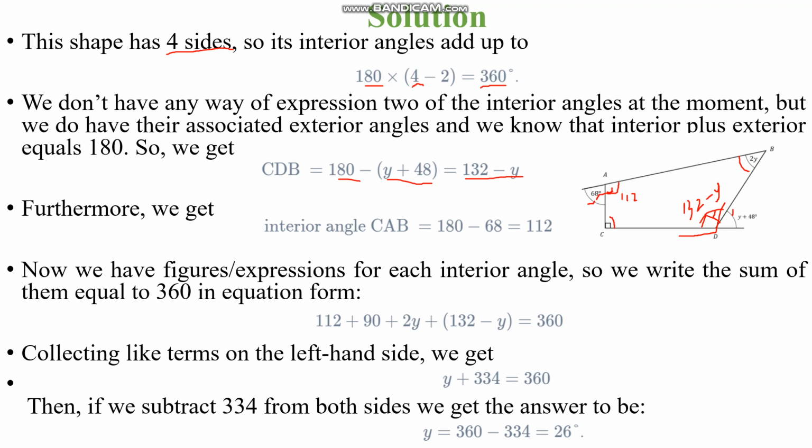So now writing the equation, we add up all the angles: we get 112 plus this 90 degrees here, plus this 2y, and then plus 132 minus y is equal to the total, which is 360. And then collecting like terms, we will get y plus 334 is equal to 360 degrees. Solving for y, we will get y is equal to 26 degrees. So I hope you're able to get 26 degrees as your answer. If you weren't able to, you might need to revisit the notes and then try the question again.